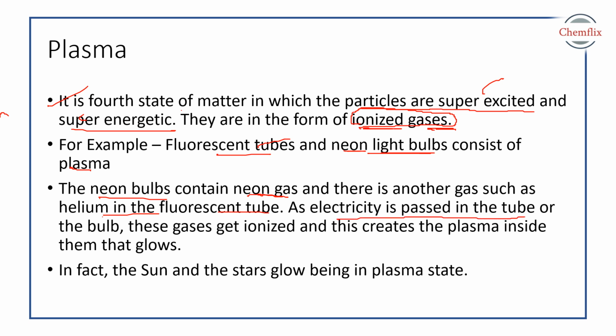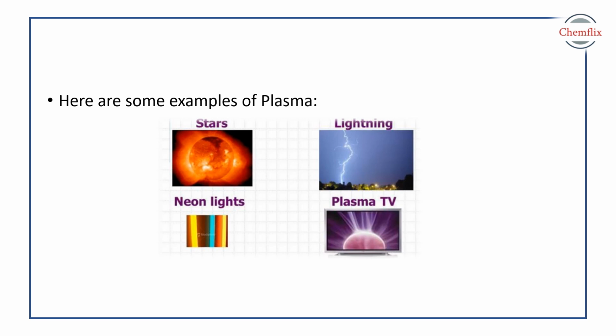As electricity is passed in the tube, what happens? When electricity is passed through the tube or bulb, these gases inside, neon and helium, get ionized, and this creates the plasma inside them that glows, right? In fact, the sun and the stars glow being in plasma state. Here are some examples of plasma: twinkling stars, lightning, neon light, that particular color, plasma TV. These are all some of the examples of plasma.